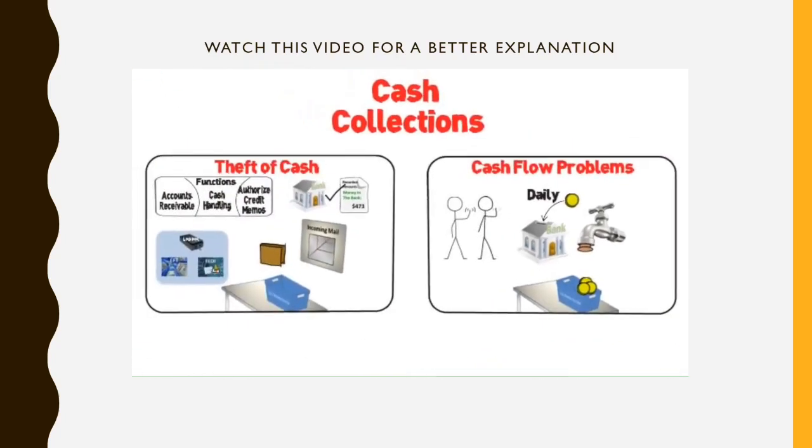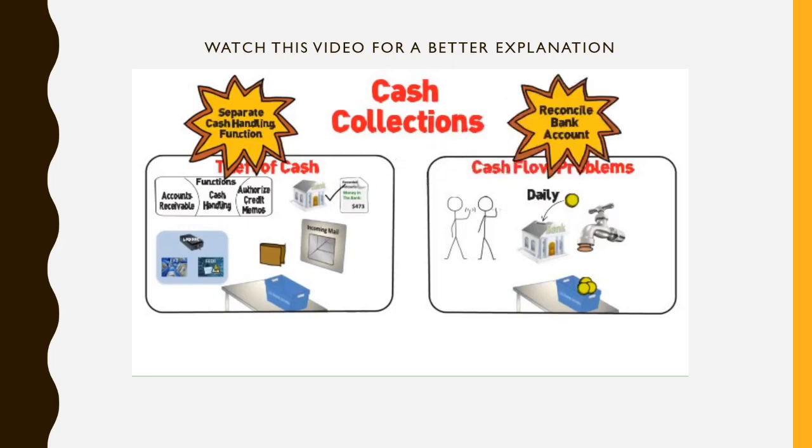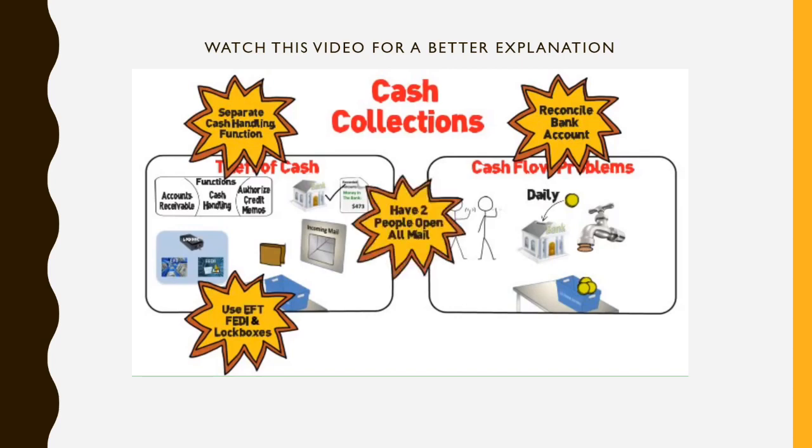So we can separate our cash handling function, reconcile what's in the bank with our records, use lockboxes, EFT and FEDI, have two people open all mail, and deposit cash daily.